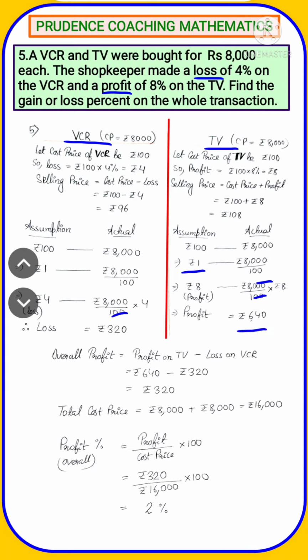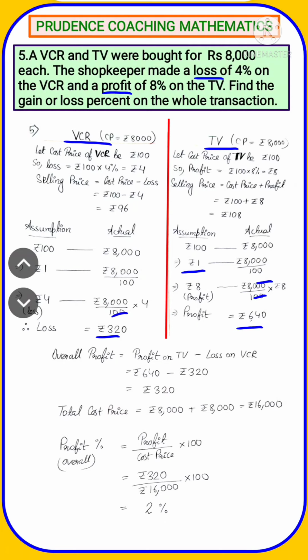Now students, we have calculated the loss amount and profit amount. As you can see, profit is greater than loss, that means there is overall profit. How will you calculate the overall profit? That is the profit 640, that is the bigger one, minus 320, that is the loss. We need to deduct the loss from the profit. You will get 320, that is the overall profit on the whole transaction. Now total cost will be rupees 8,000 for TV and rupees 8,000 for VCR, that is 16,000, or you can write 8,000 into 2, you will get 16,000 rupees.